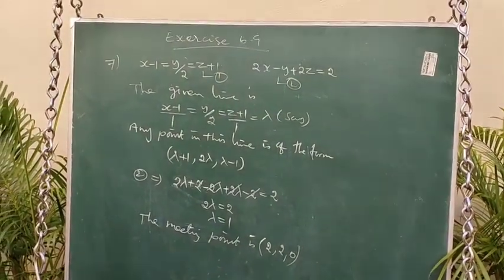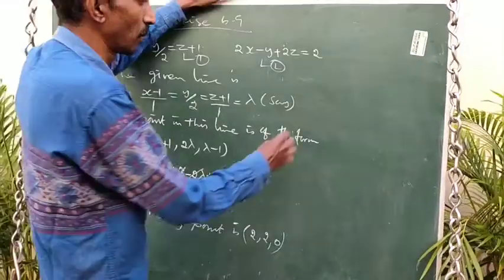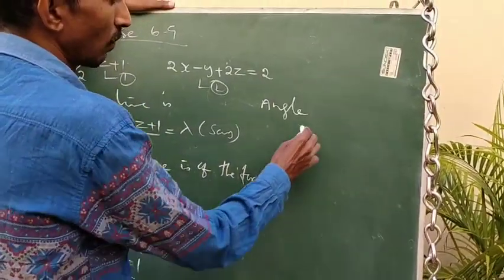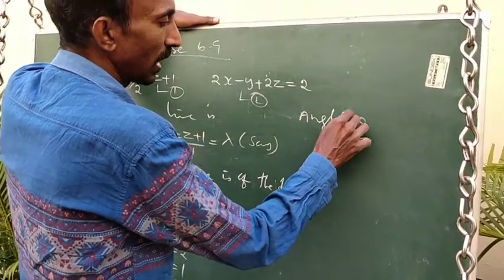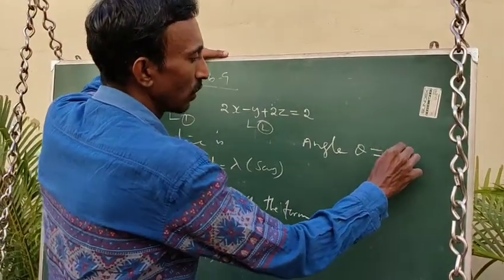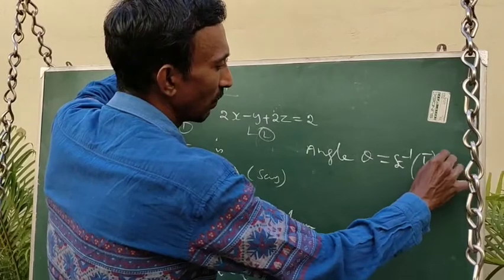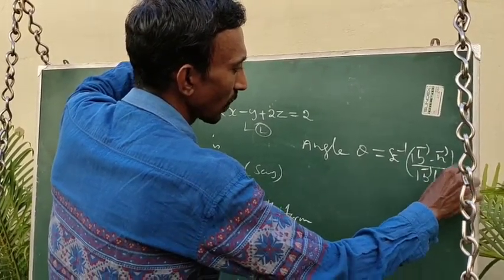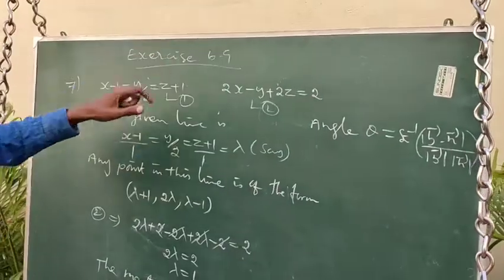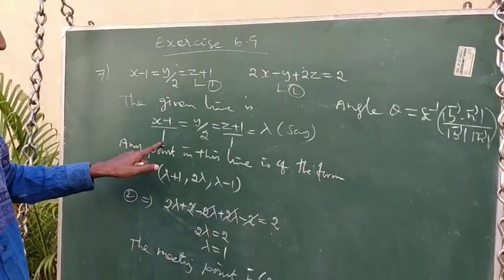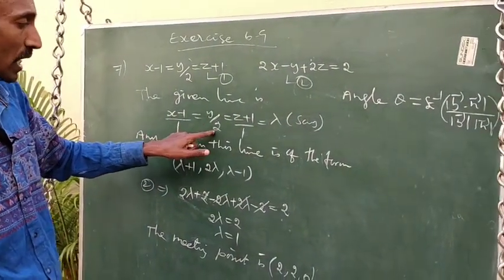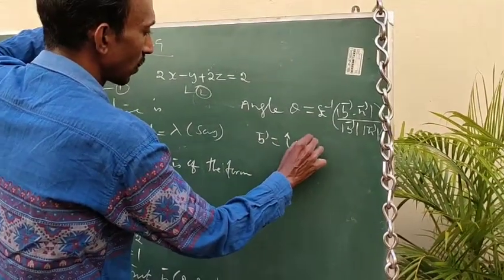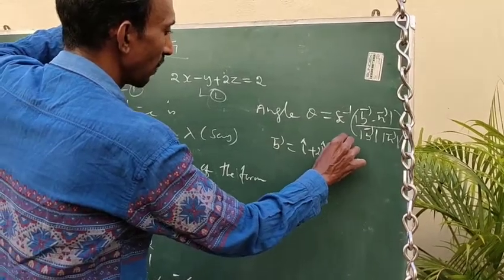The second one: find the angle between the line and the plane. The formula is theta = sine inverse of b vector dot n vector divided by modulus of b vector into modulus of n vector. Here the b vector, look at the denominator, is i + 2j + k.